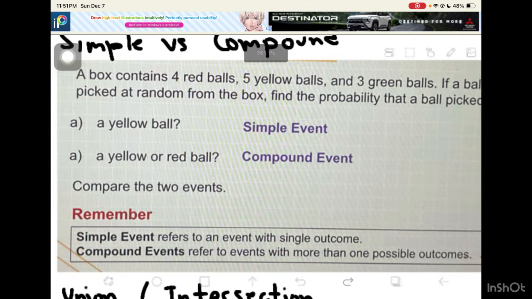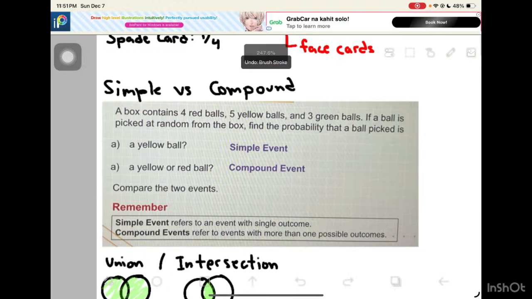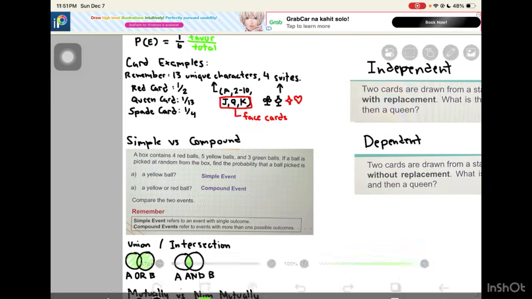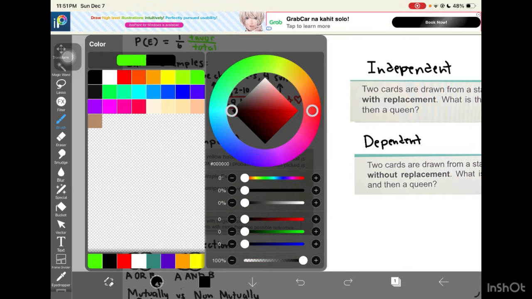So a yellow ball is one type of favorable outcome, but compound event means 2 or more favorable outcomes. So that's just the gist of it. If you're listing more than one type of favorable outcome, that's automatically a compound. But if it's not, then it's simple. So let's try to solve for this one.